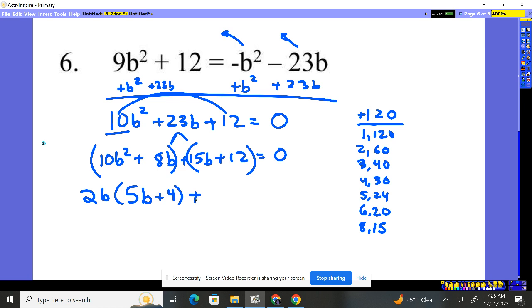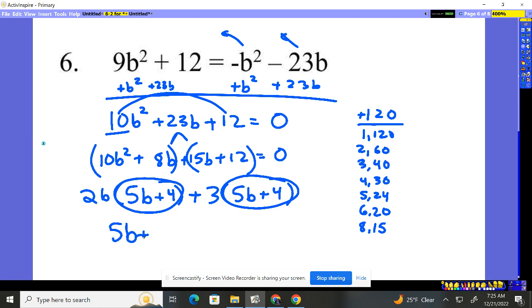Now what factors out here? 15 and 12 both have a 3. And look what you get. 3 times a 5b gives you 15b, and 3 times a 4. Notice we have a 5b plus 4 and a 5b plus 4 here, and it technically gets factored out front. You're left behind with a 2b plus 3, and all this is set equal to 0.